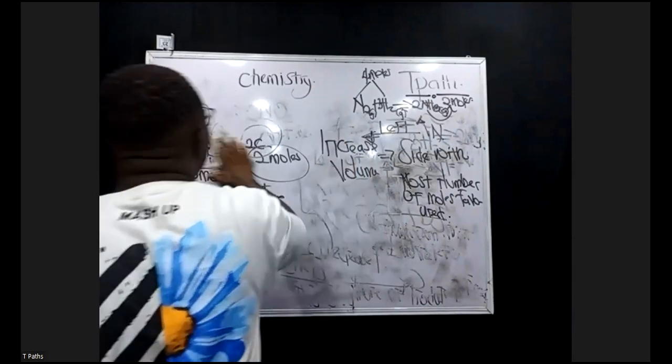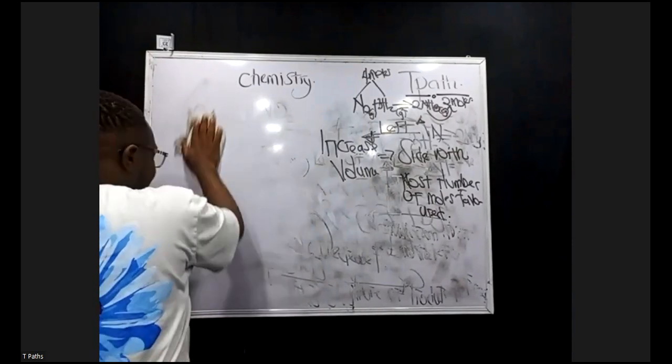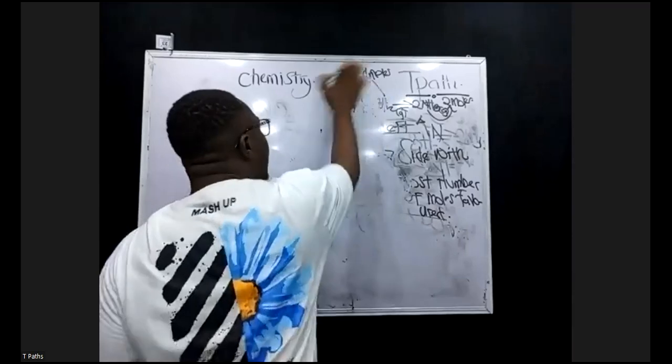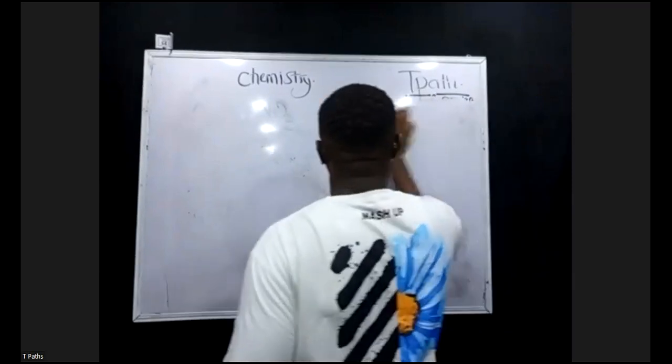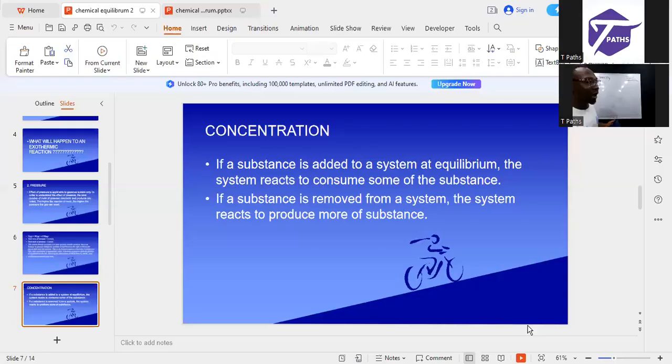The next thing we need to consider here is concentration. How does concentration affect equilibrium? That's what I want us to learn today. Now, if a substance is added to the system, what will happen? If a substance is removed from the system, what will happen? These are two things we need to understand.